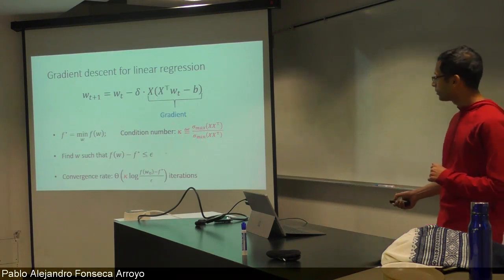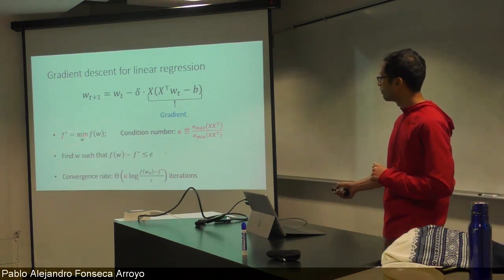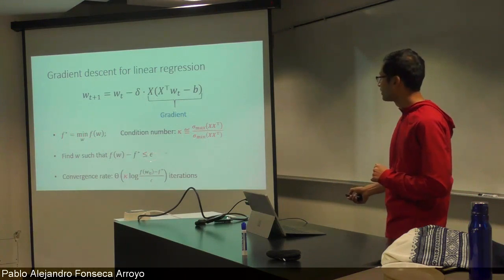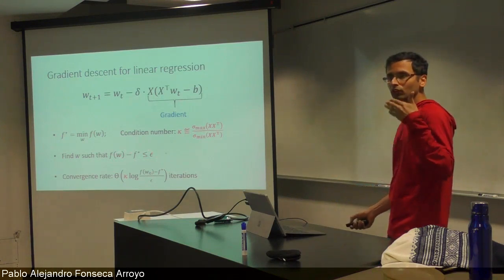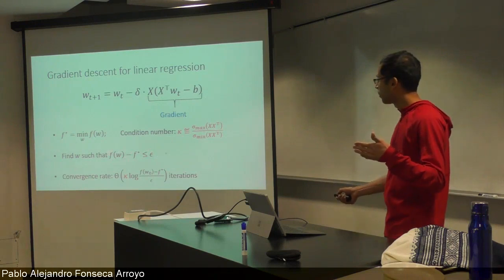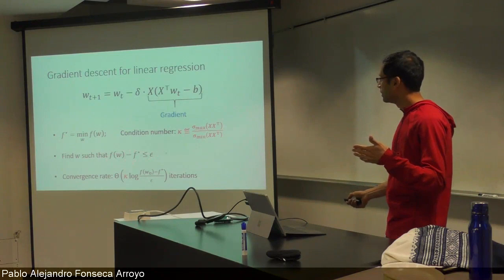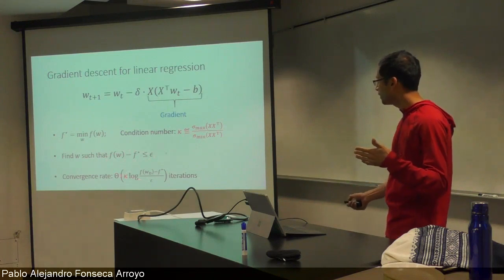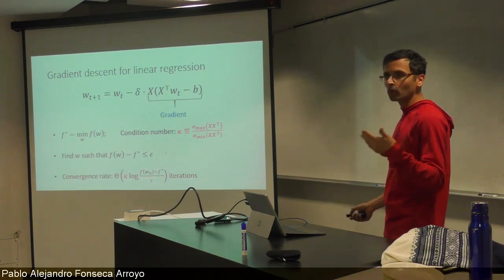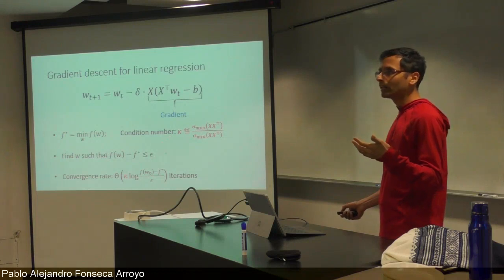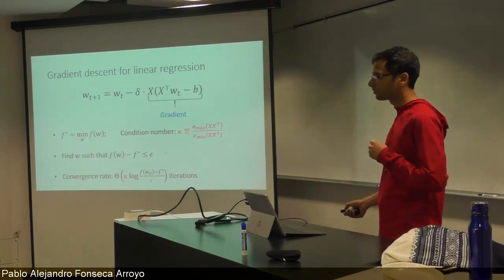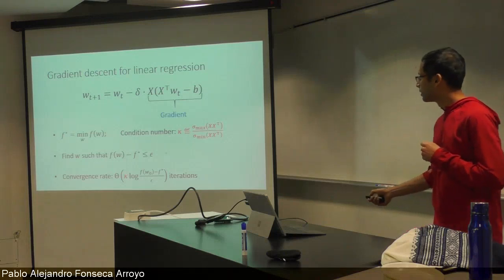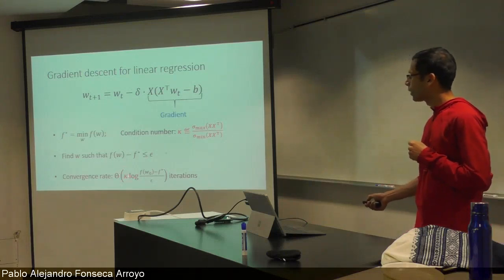In this context, let f star denote the minimum value of f, and epsilon my target of optimality, meaning that I want to find a point w such that f(w) - f* is at most epsilon. Then the number of iterations that gradient descent takes to find such a point is known to be the condition number kappa times log of the initial suboptimality divided by the target suboptimality. So this is the number of iterations that gradient descent requires to find an epsilon-suboptimal solution. The larger kappa is, the larger the number of iterations required.